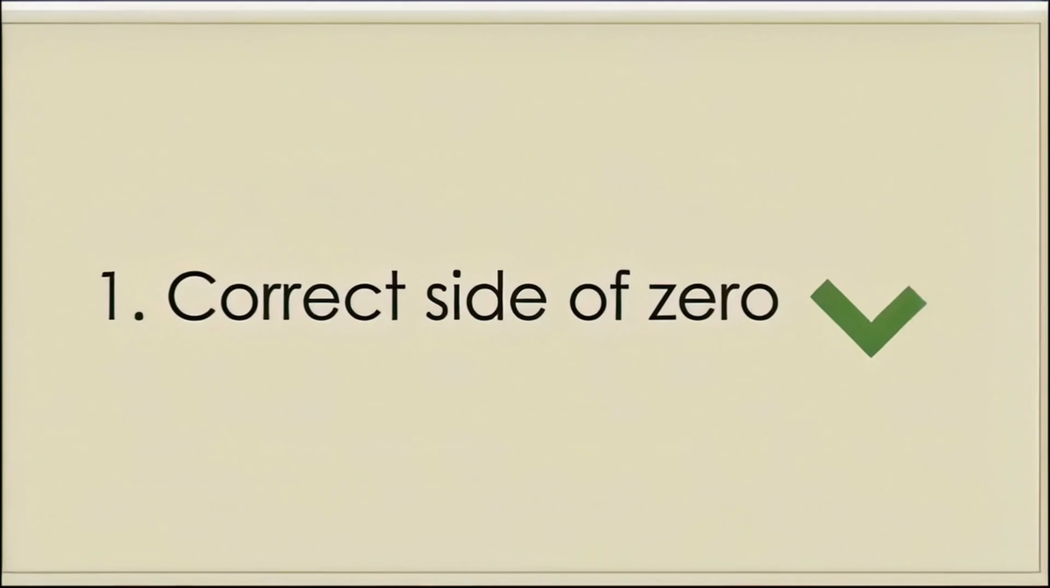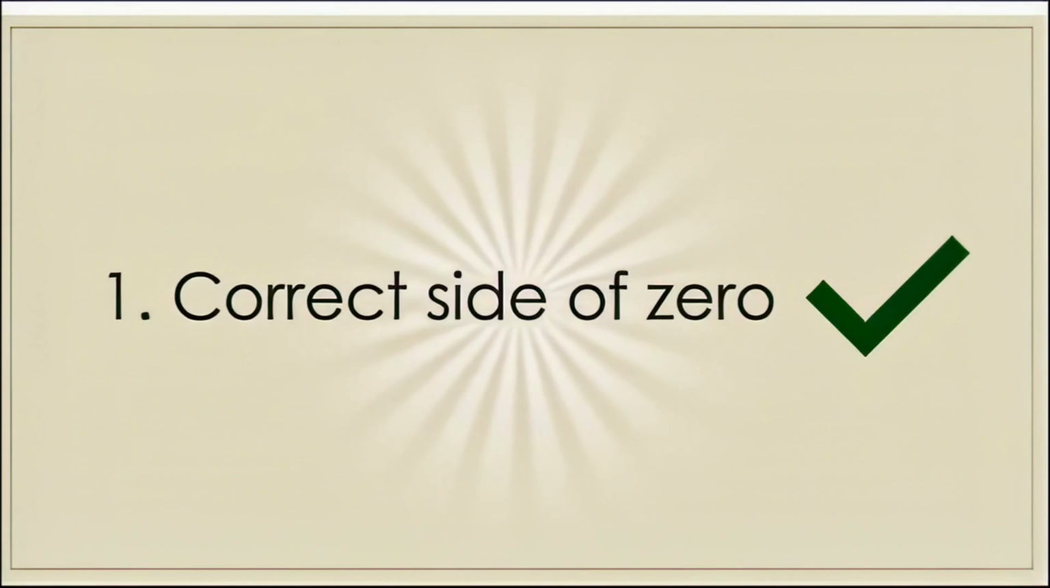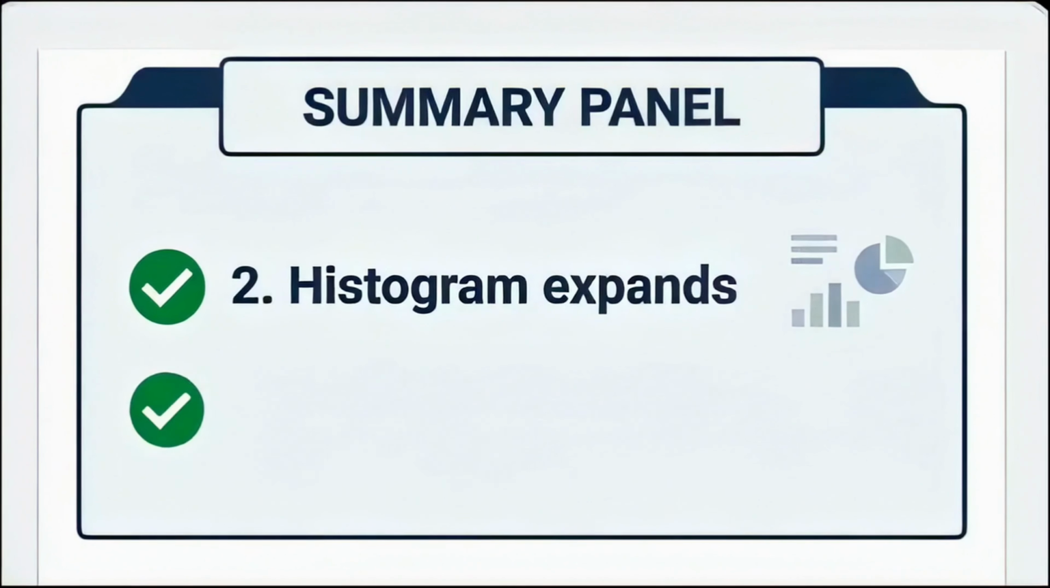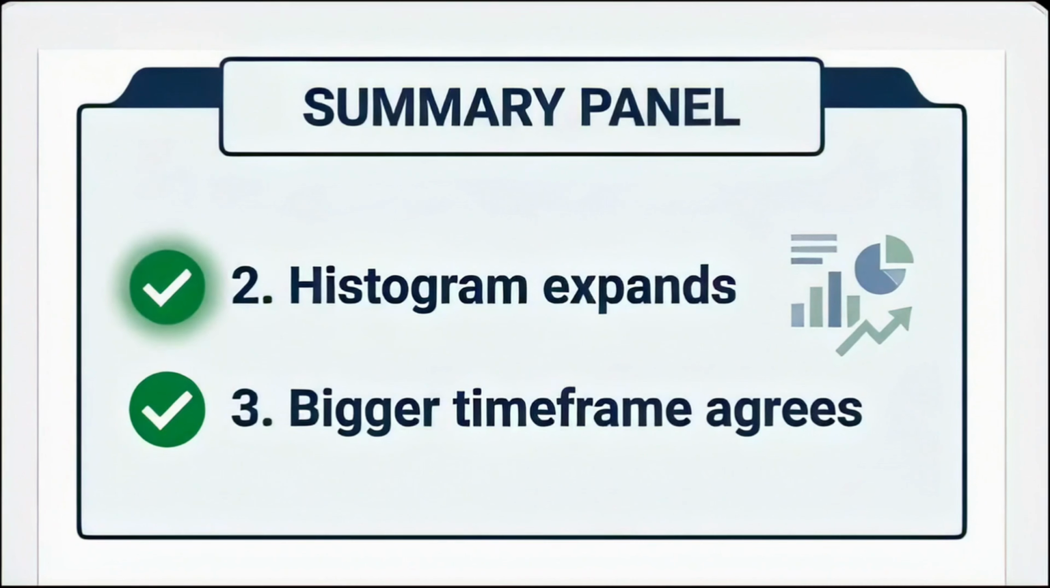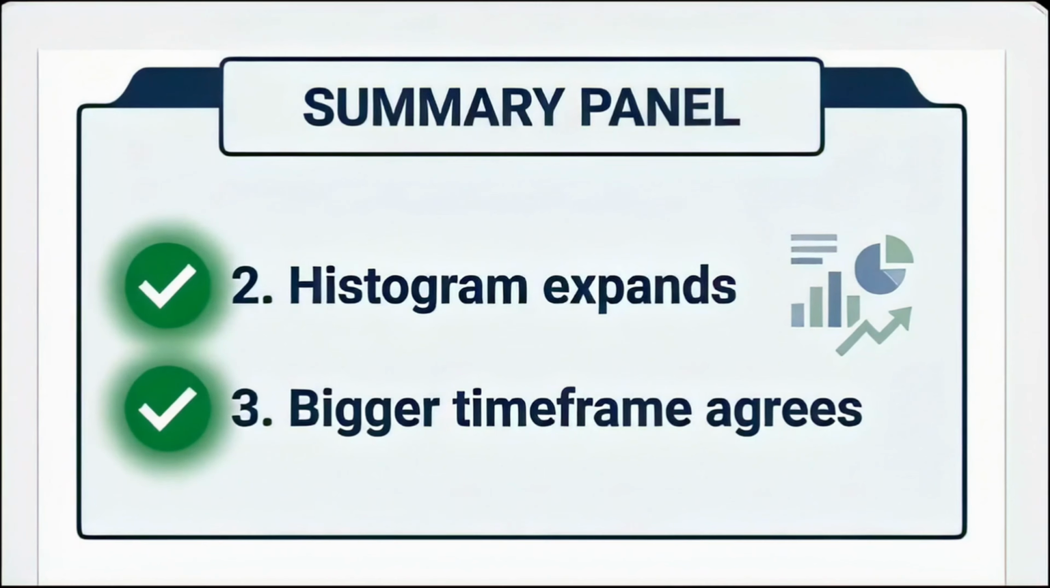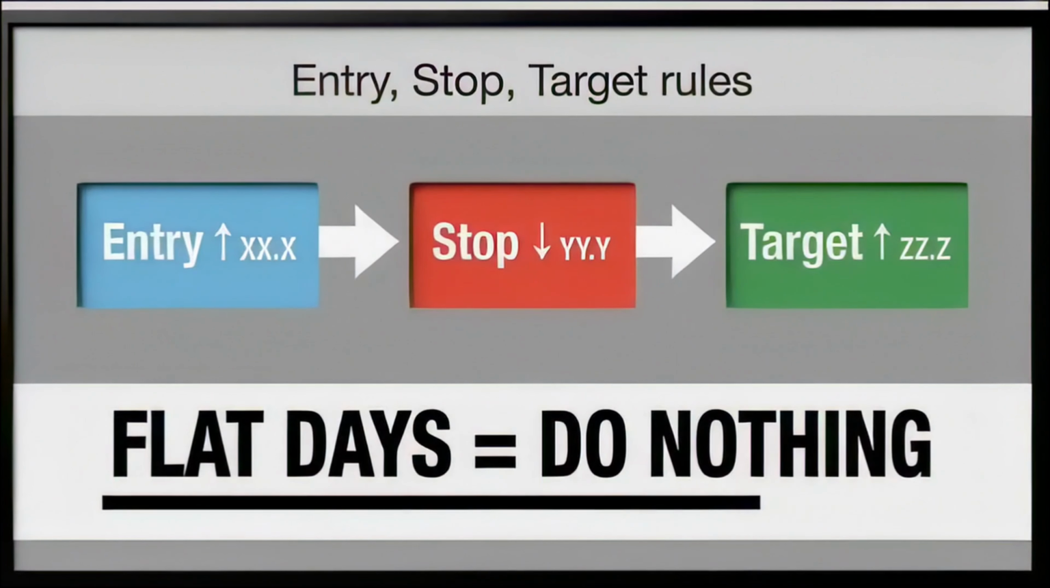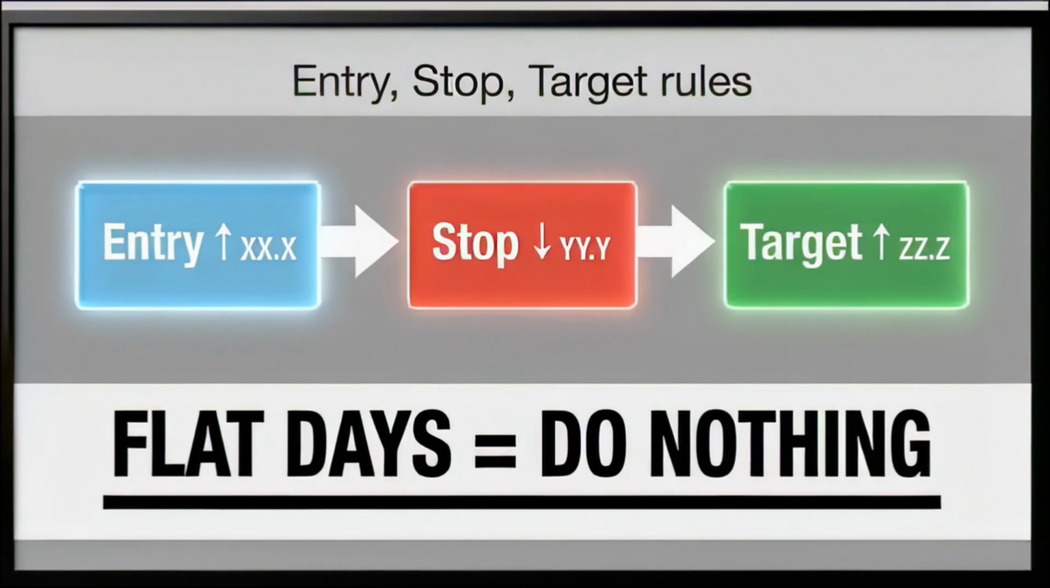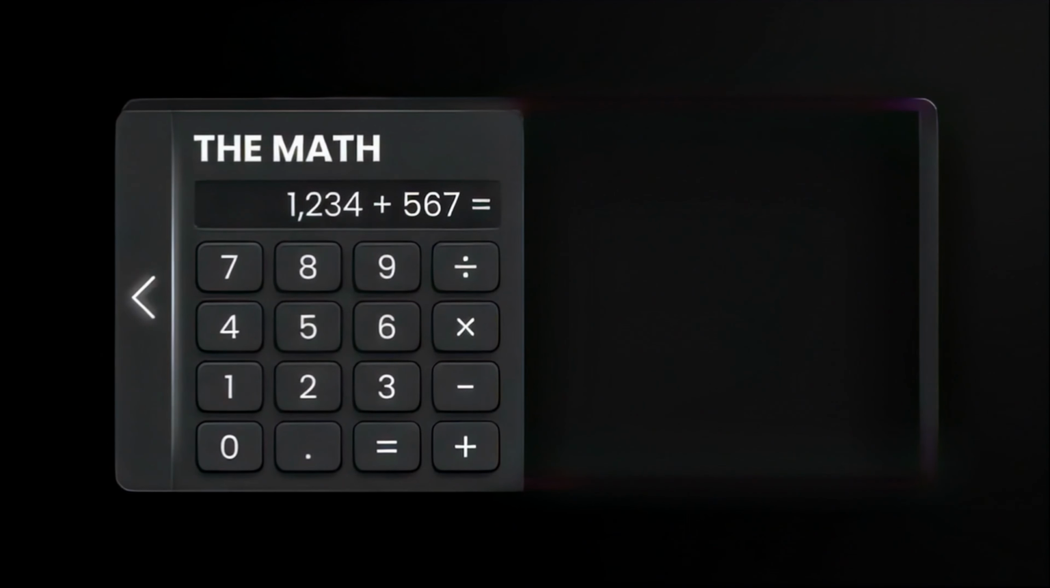So here is the whole strategy. The cross must happen on the correct side of zero. The histogram must expand away from zero right after it. The bigger time frame must agree. Enter on the next candle's open, stop below the swing low, target the prior swing high, and on flat days, do nothing. What could that do realistically?